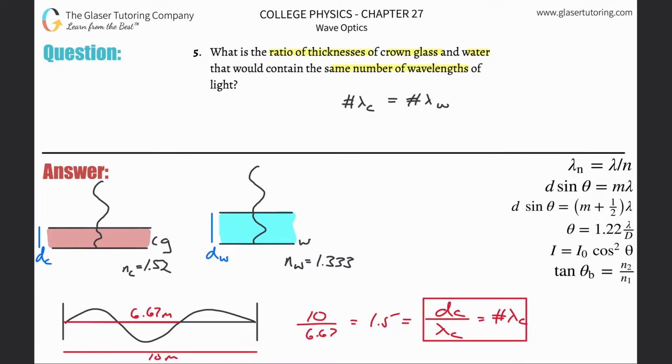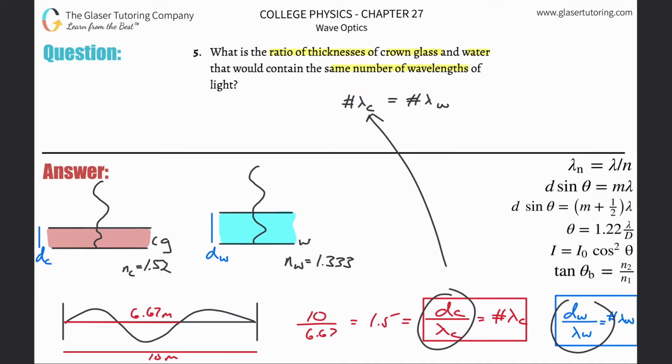This would also be true then considering the water, right? This would have been the thickness of the water divided then by the wavelength in the water will then equal the number of wavelengths in the water. So what I realize now is, since I created this equation before, it just comes from the nature of the problem, I can now substitute these fractions in for each of their variables.